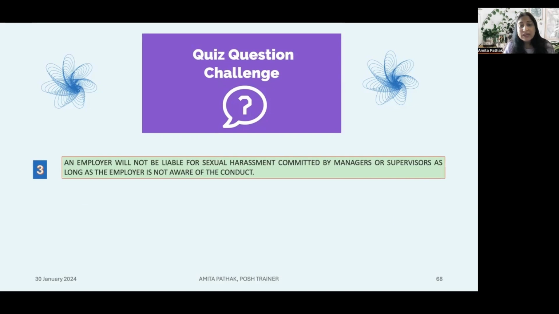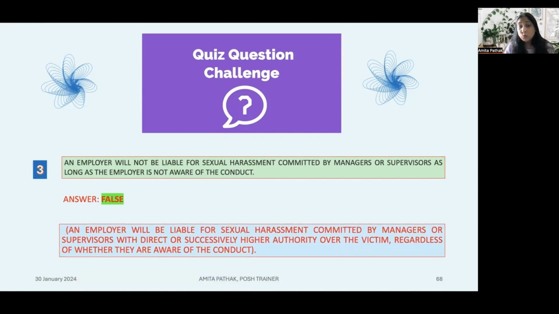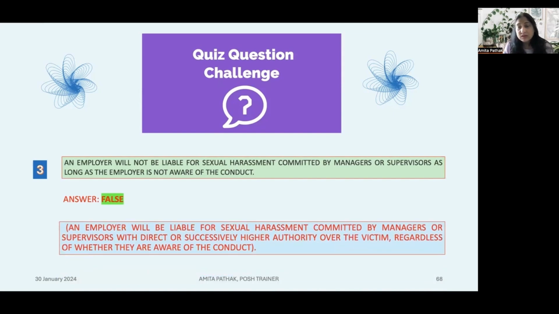An employer will not be liable for sexual harassment committed by managers or supervisors as long as the employer is not aware of the conduct. What should be the answer? No, no, no. This is false. Why? Whether the employer knows or not doesn't matter.